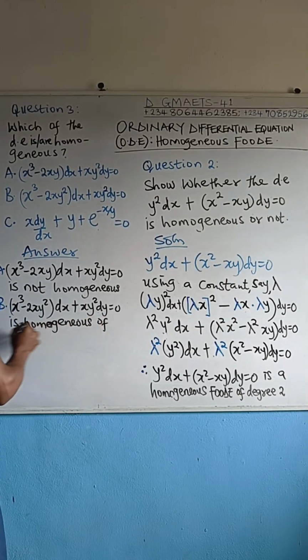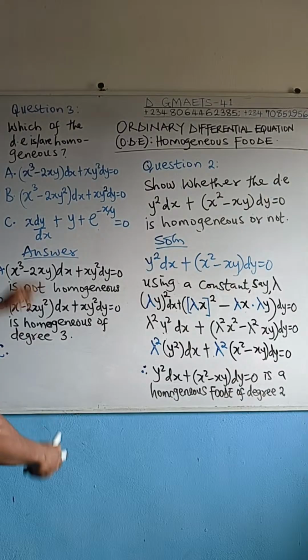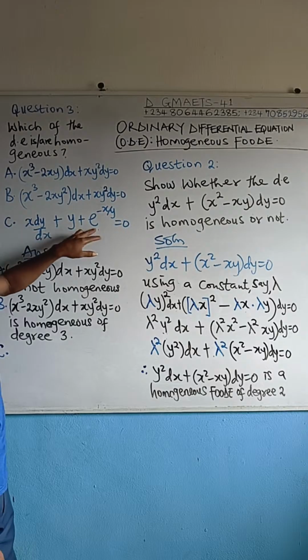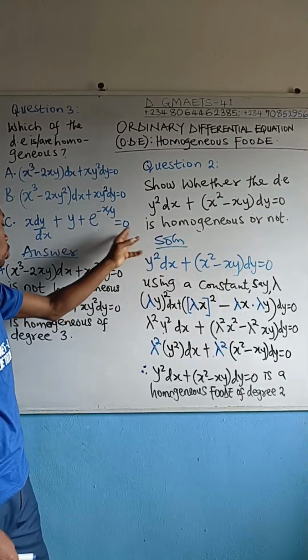Homogeneous of degree 3. Then C. Let us analyze C. This C you are seeing here is x dy/dx plus y plus exponential minus x over y equal to 0.